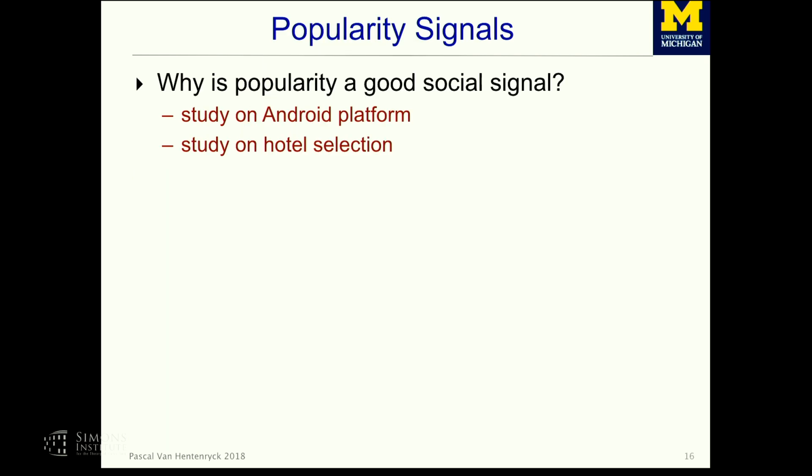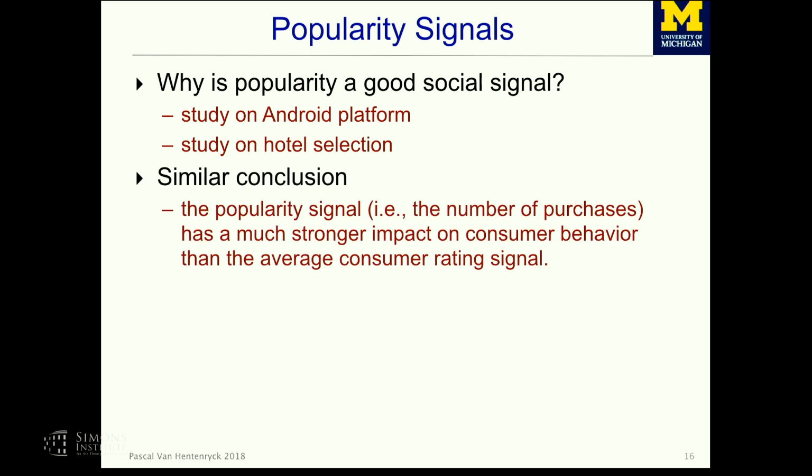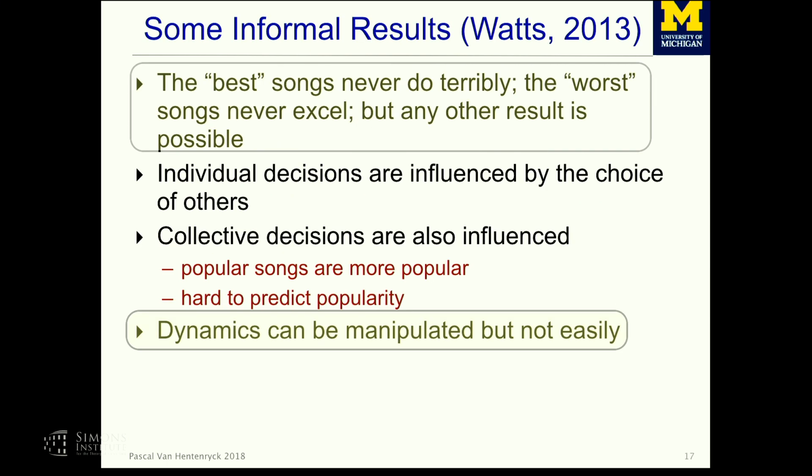And they actually made a very good decision there because popularity is probably the best social signal. There were a lot of studies afterward trying to find out if recommendations were better or not. But most of the time, this is seen as the better social signal that you can send in these social markets. So these are some of the results that Duncan summarized about 10 years after they did this. One of the things that he said is that the best songs actually never do very badly. They may do very well, but any result is possible. And the other thing that Duncan summarized is that the dynamics can be manipulated, but not easily. So these markets are very unpredictable, essentially.